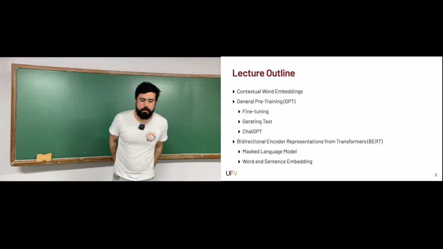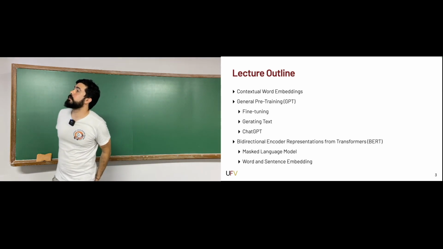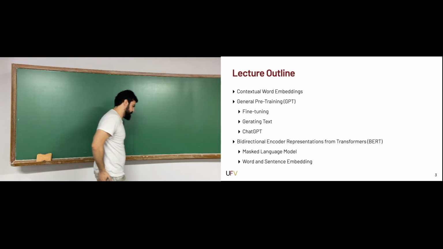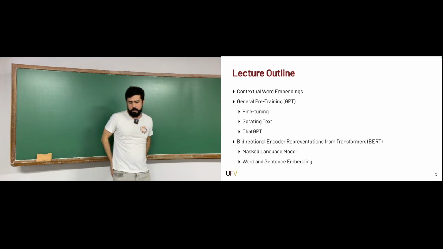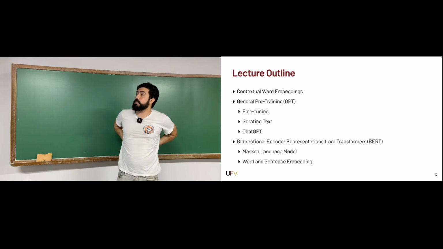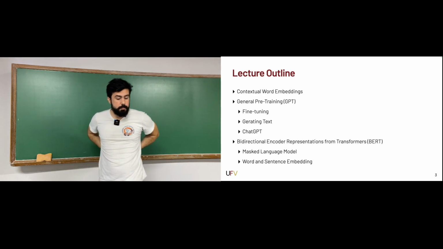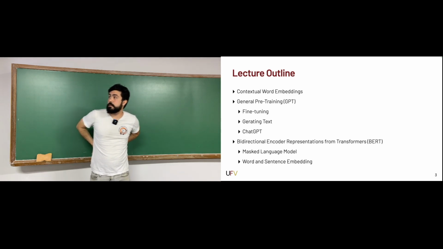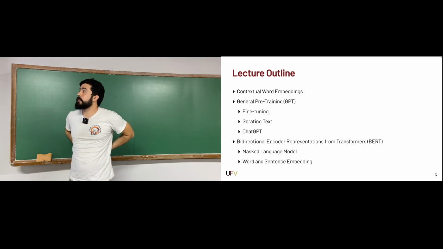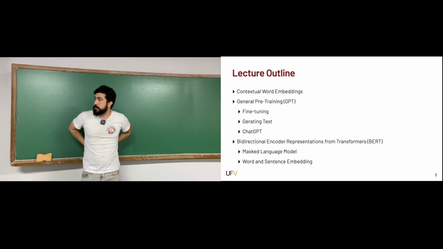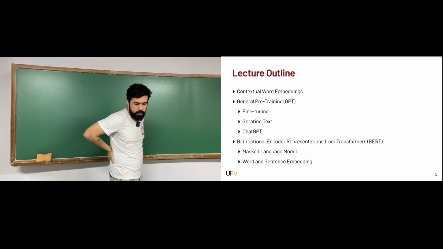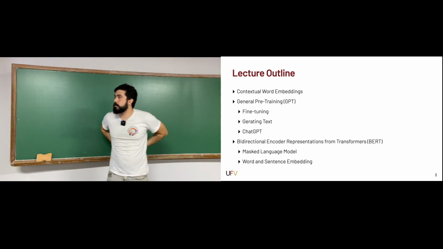So for today, we're gonna see two very important transformer-based architectures. Perhaps you all know most of the things we're gonna talk about today. Hopefully I can add some new things. But we're going to talk about the GPT model, which stands for General Pre-training, and the BERT model, which stands for Bidirectional Encoder Representations from Transformers. Okay? So you probably have heard these words before, or these models before.